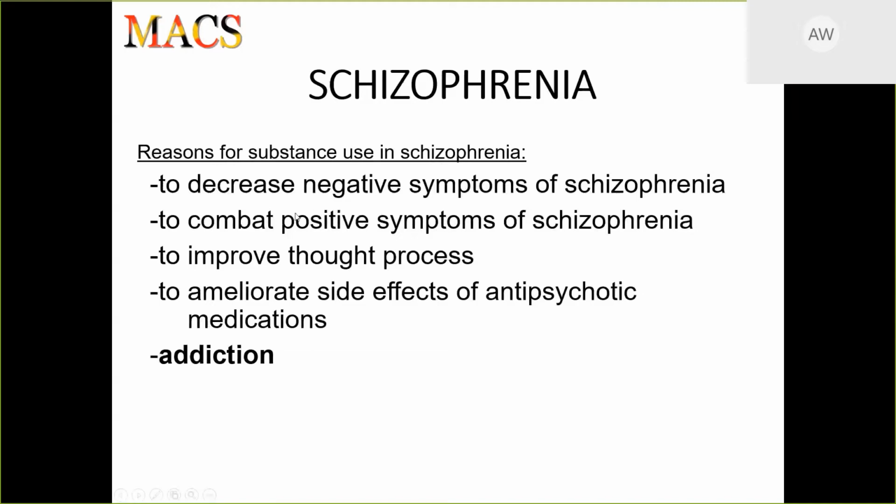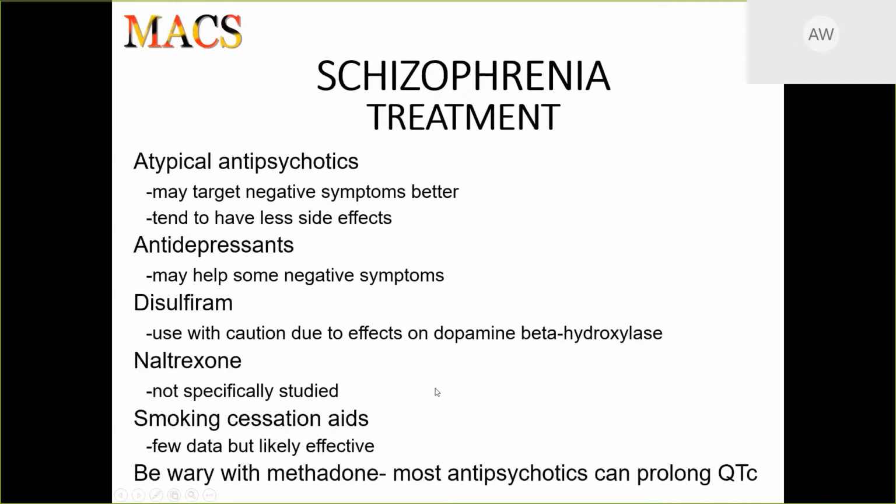Some use stimulants to improve thought process, and some people with schizophrenia feel that it helps them as well. And again, some people may be trying to use things to help offset some of the side effects of their medications. So just some real broad things to think about in treating schizophrenia.